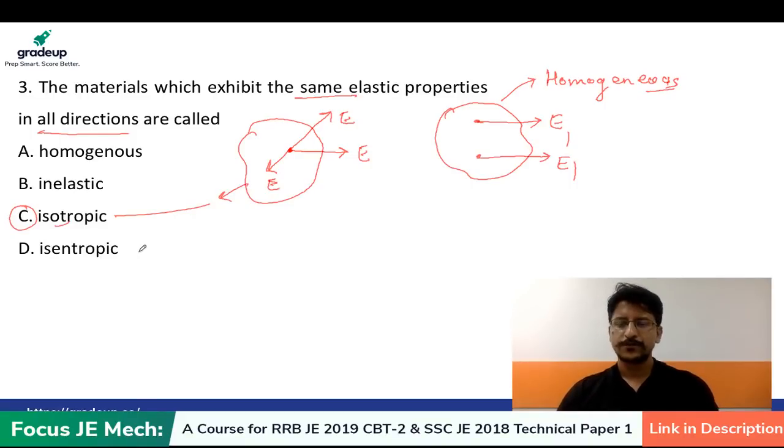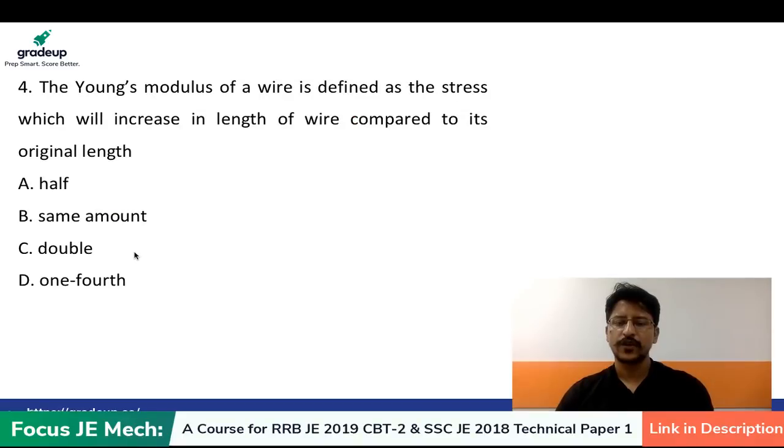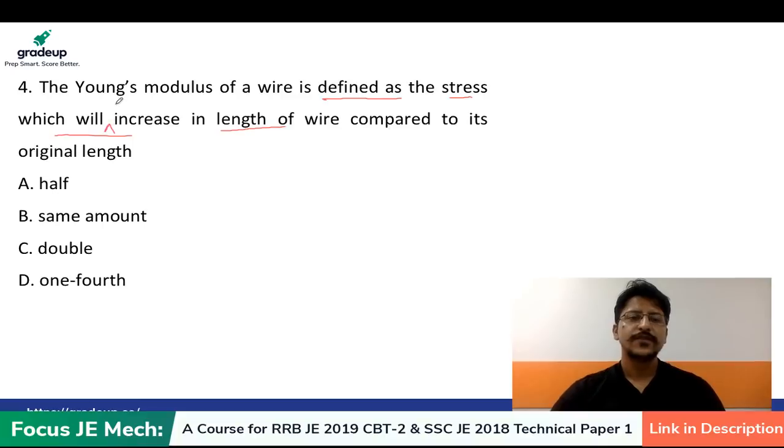Okay, let us see the next question. This is question number 4. This is a good question, please try it. It says the Young's modulus of a wire is defined as the stress which will cause an increase in length of the wire compared to its original length. How much will that be? Will it be half, the same amount, double, or 1/4?